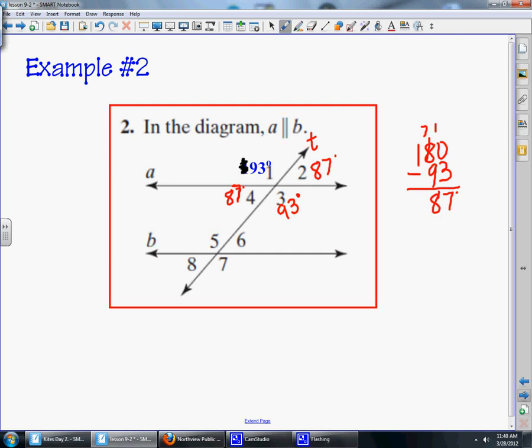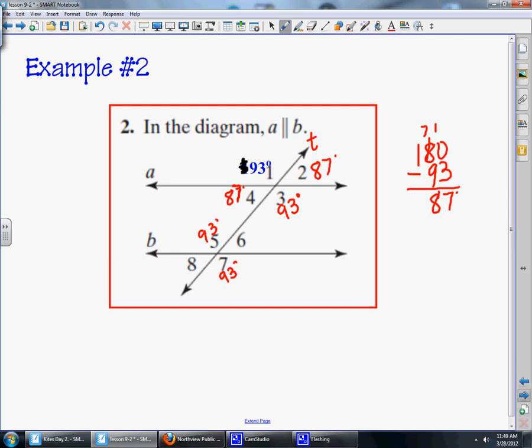Well, angle 5 and angle 3 are alternate interior angles. They're on the inside of the parallel lines, opposite sides of the transversal, so that would be 93 degrees. We could also find that because angle 1 and angle 5 are also corresponding angles. Angle 7 would be 93 degrees because it's the vertical angle of angle 5, plus it's the corresponding angle to 93.